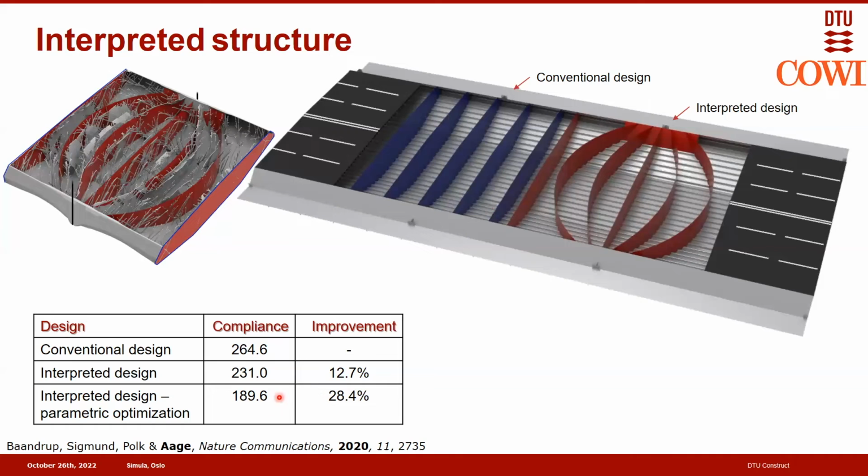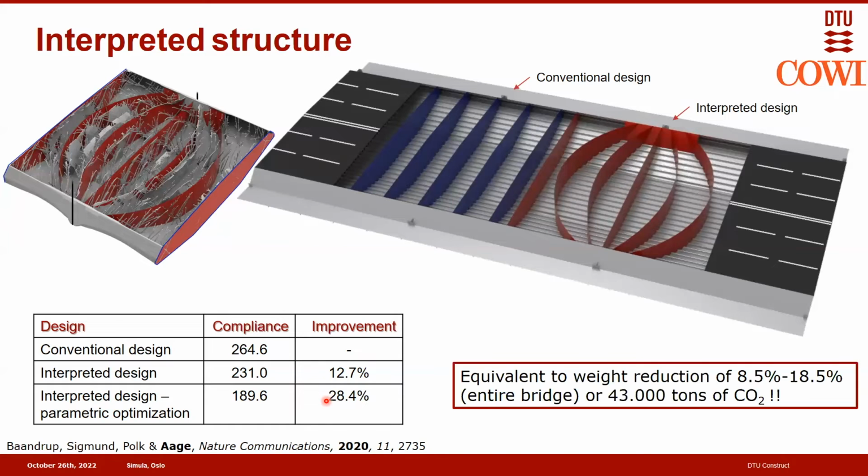So almost 30% reduction in compliance, which translates directly into weight, and even better into CO2 emissions. So it goes almost 20% reduction in CO2. And that's, of course, if you have a lighter girder, you need less concrete in the pylons and it transfers down all the way through the chain.